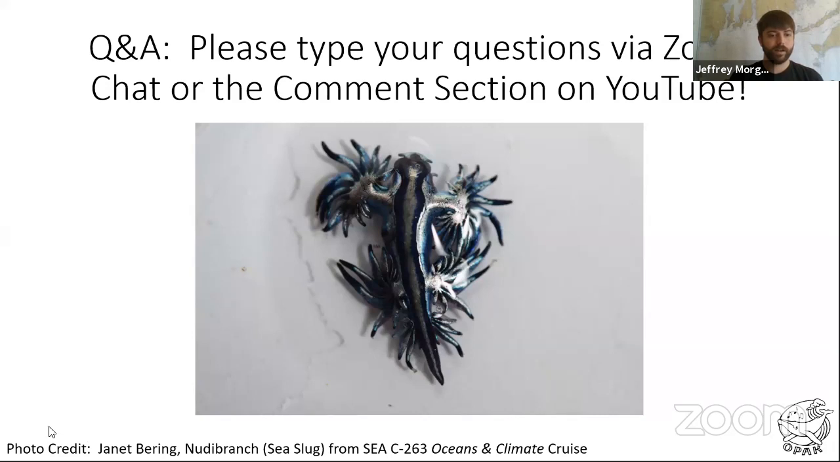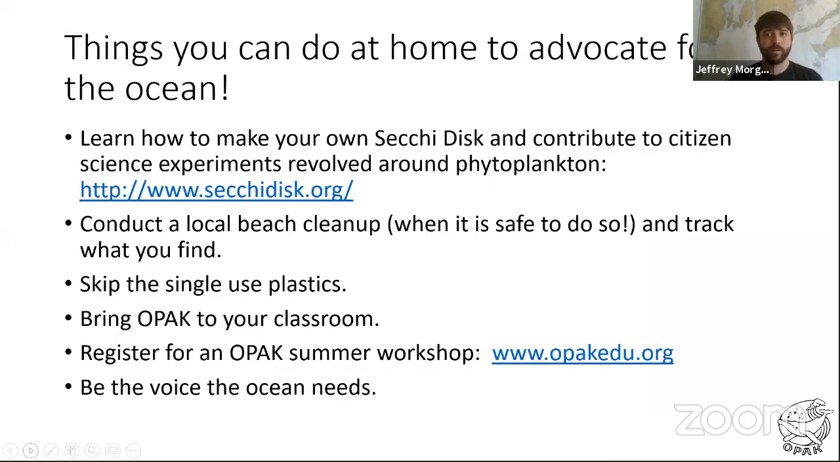So lastly here, things that you can do at home to advocate for the ocean. You can learn how to make your own Secchi disc, which is the way that we measure turbidity in the water. And when we're looking at turbidity, that's going to help us see how much stuff is in the water, which will help us see how much phytoplankton is in the water. You can learn how to do that on the link there.